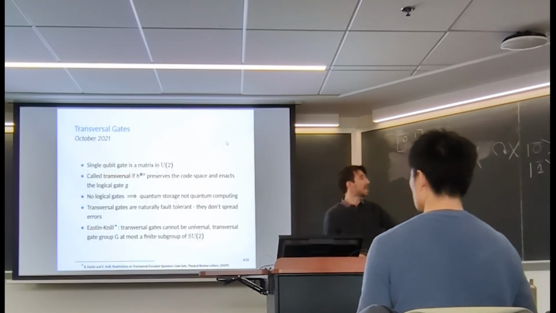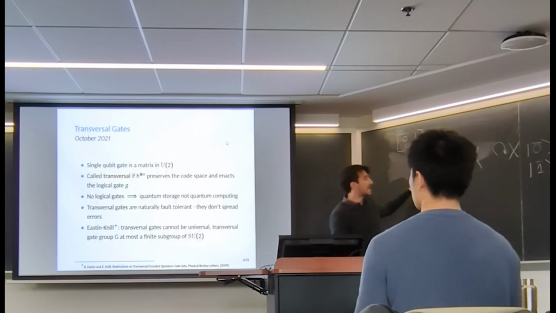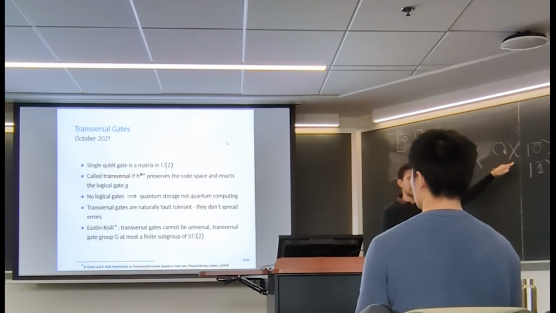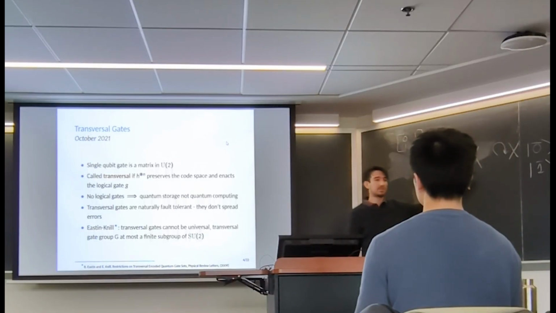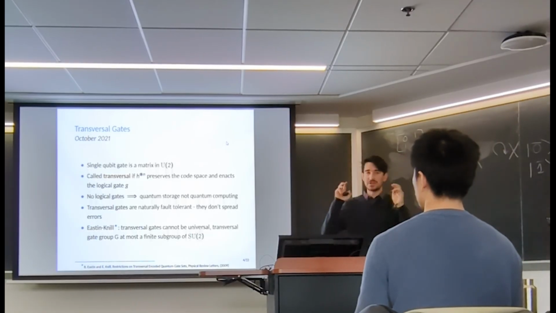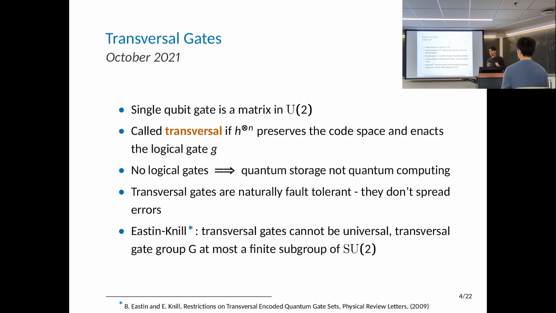And the thing that's really nice about these transversal gates is that they implement some non-trivial logical gate, but they do it by acting on each physical qubit separately, so they don't spread errors. So these are what are called naturally fault-tolerant logical gates. And that's the best. You want fault-tolerant logical gates. If we could do all our computation with fault-tolerant logical gates, then we would. But it turns out that that is impossible.